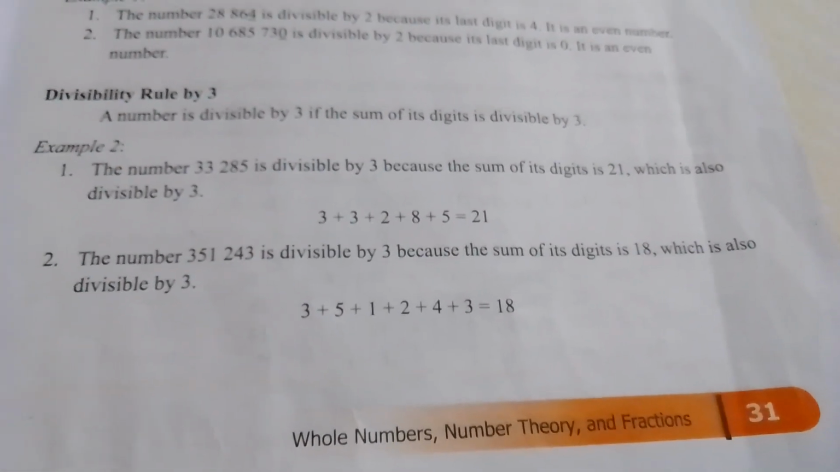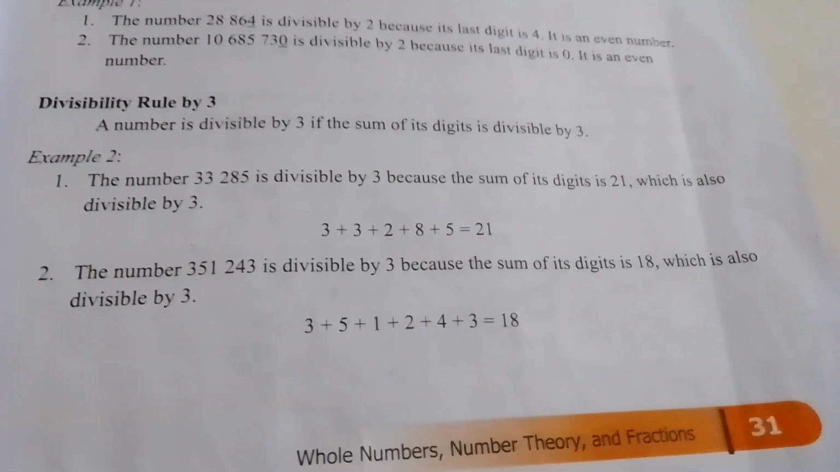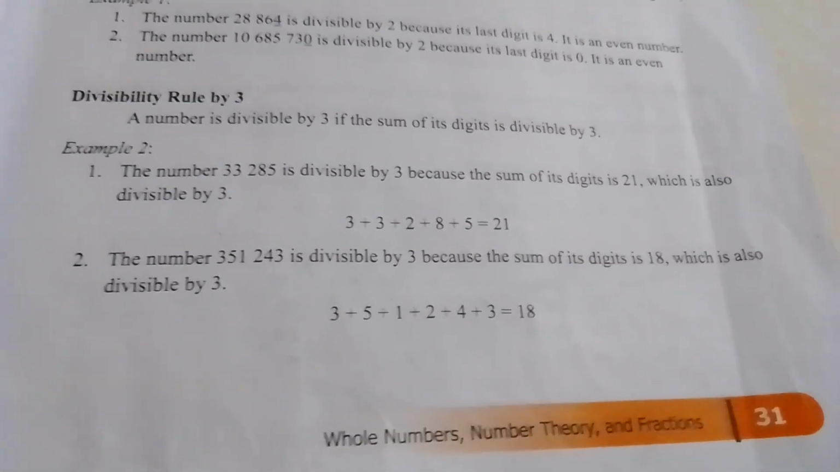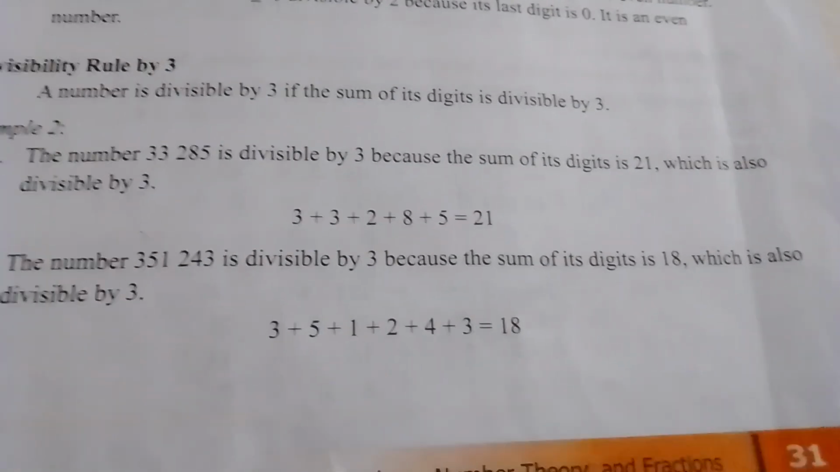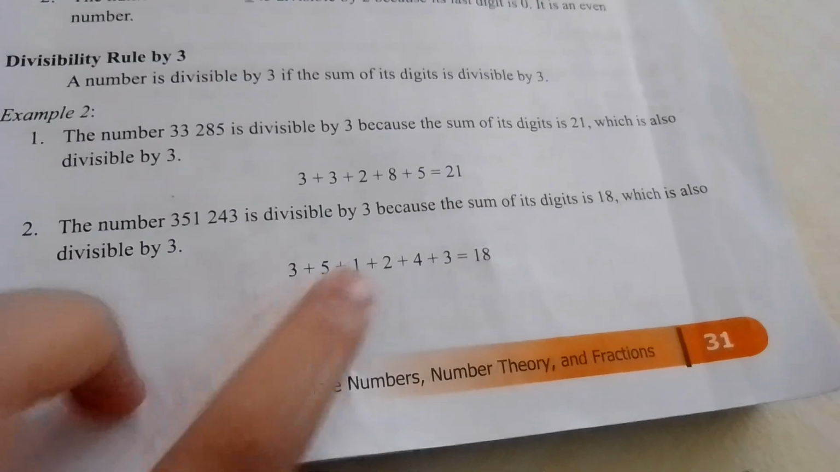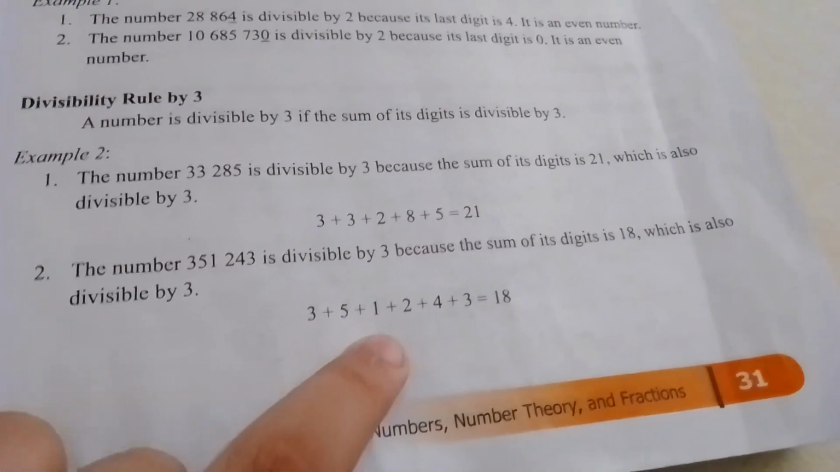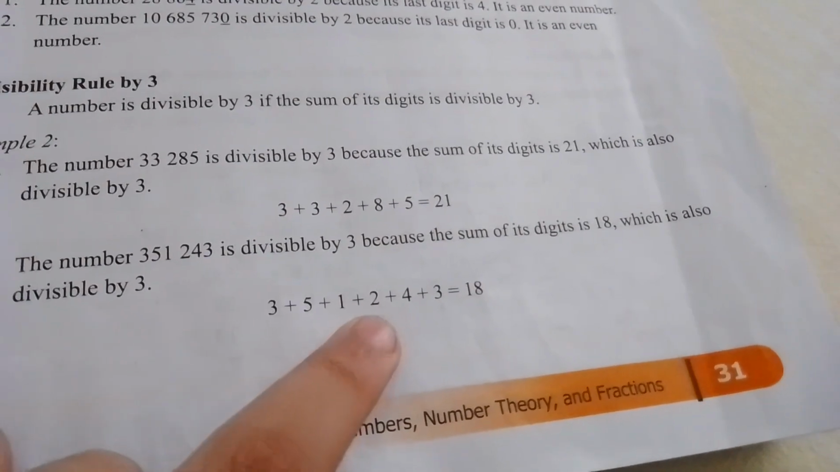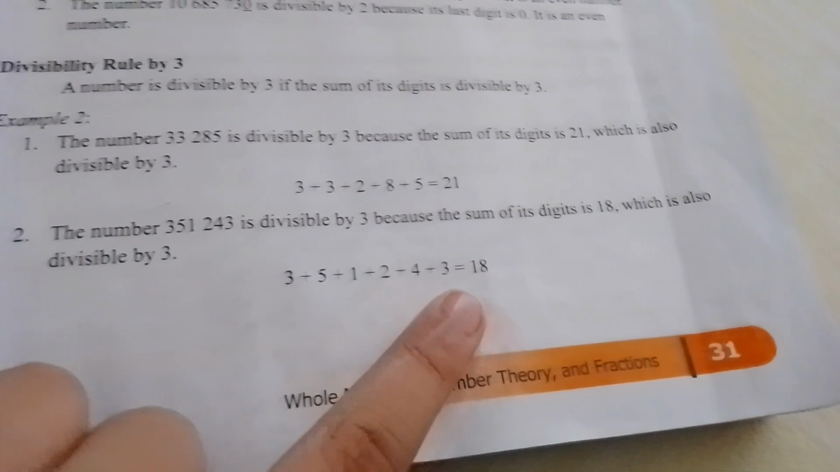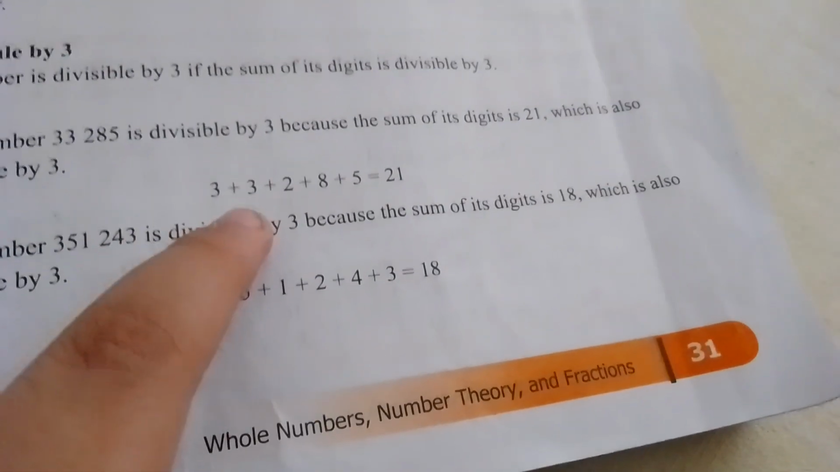The number 351,243 is divisible by 3 because the sum of its digits is 18, which is also divisible by 3. So we need to add these 6 addends. 3 plus 5 is 8. 8 plus 1 is 9. 9 plus 2 is 11. 11 plus 4 is 15. 15 plus 3 is 18. It's not multiply, we need to add. Okay?